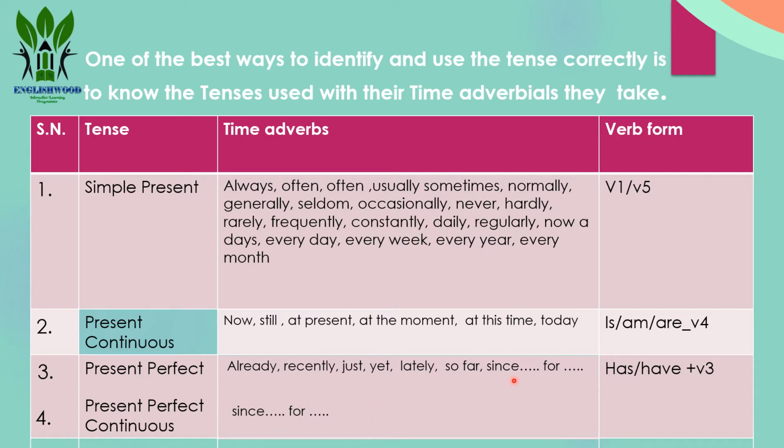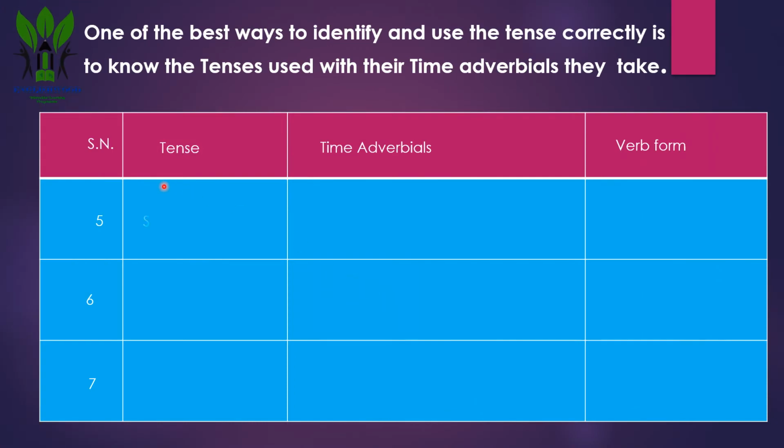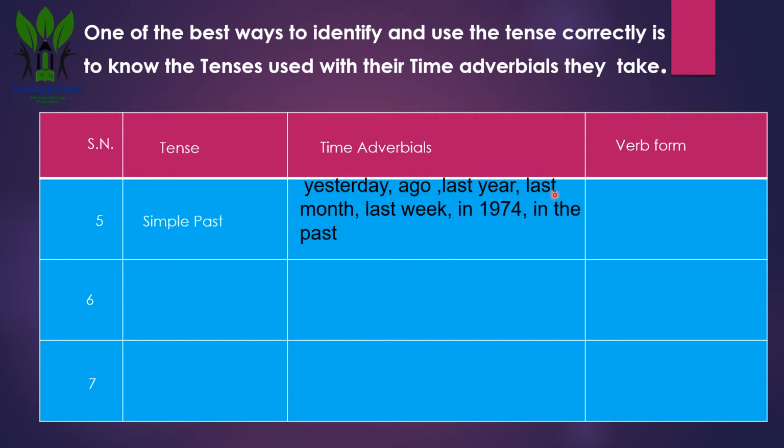We have to identify the tense contrast. We learn this also, that is has or have been plus verb 4. Similarly, in the simple past tense, the time adverbials used are yesterday, ago, last year, last month, last week, in 1974, in the past, etc. Then you use verb 2 simply.